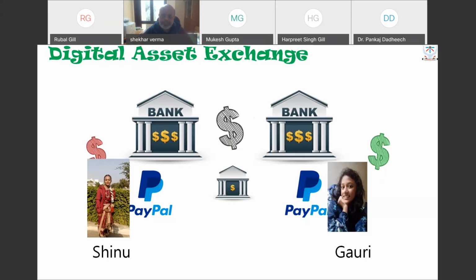My privacy is preserved. The second problem here is that for my money, I need... and most importantly, from our point of view, the bank is to be trusted. The bank is a trusted central entity.